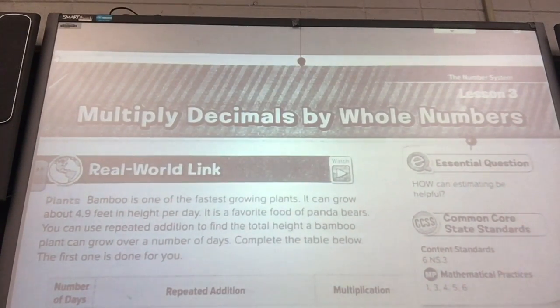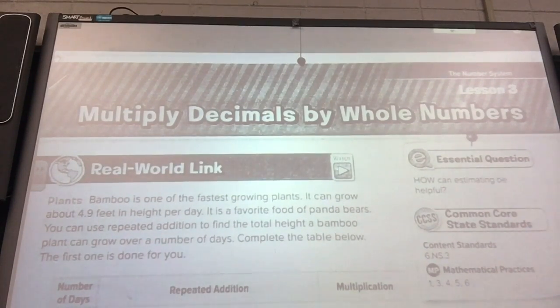All right, our real world link talks about bamboo. Bamboo is one of the fastest growing plants. It can grow 4.9 feet per day. That is a lot. It's the favorite food of panda bears. You can use repeated addition to find the total height of a bamboo plant it can grow over a number of days. Complete the table below. The first one is done for you.